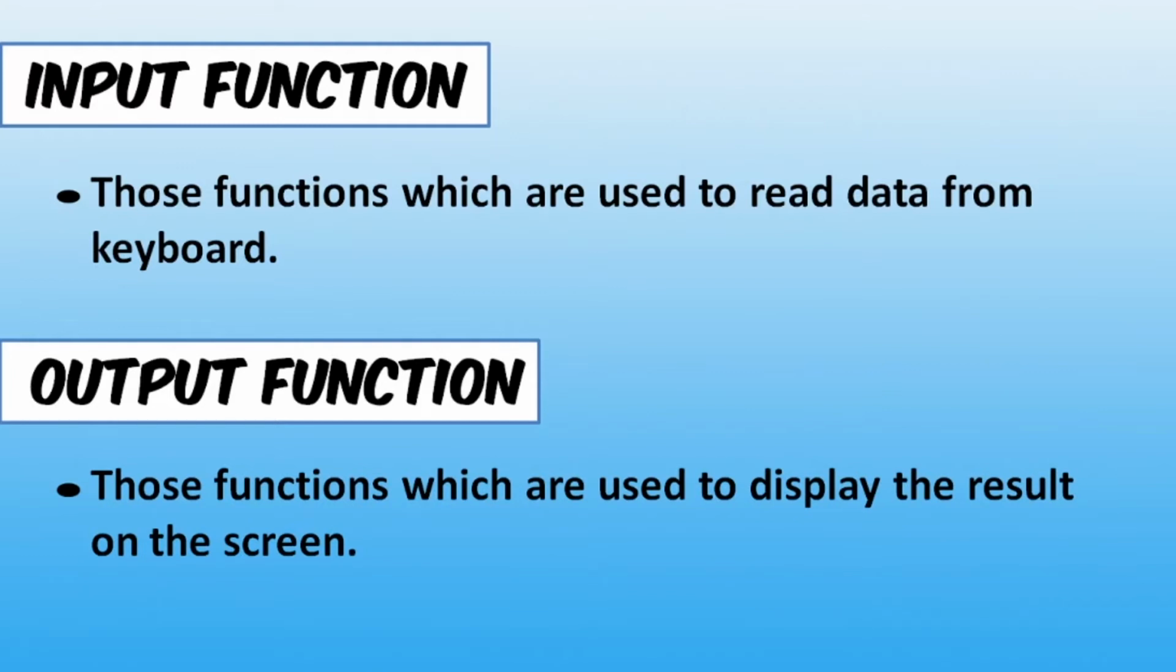Let us suppose a program to find the simple interest. Then the program must read principal amount, time and rate from either keyboard or other input devices. So for this purpose, input functions are used. Similarly, we perform calculation and finally store the simple interest in some variable. And then we display the result on the screen, that is monitor. So for this purpose, that is for displaying the output, we require output function.